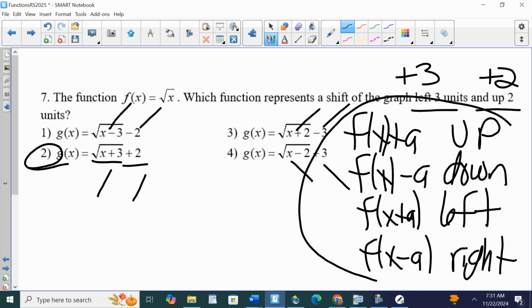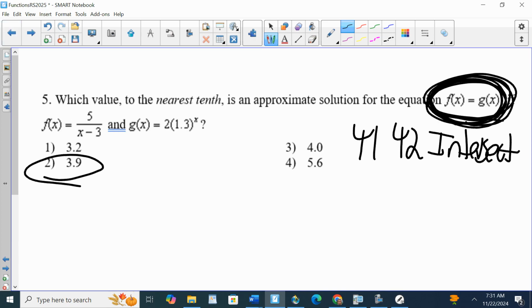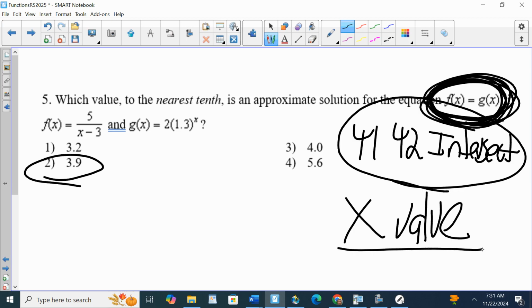Know your up, down, left, right rules. Adding or subtracting to the whole thing, up and down. Adding or subtracting to just the x, left and right. Opposite direction as what you would think, for the x only. For intersections, f of x equals g of x, y1, y2, intersect, x value only, not y.